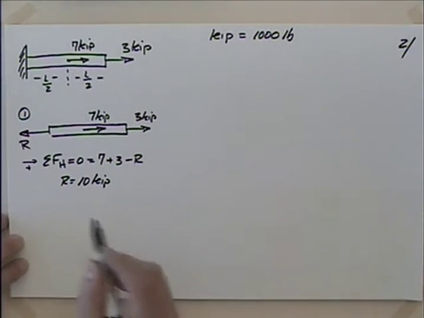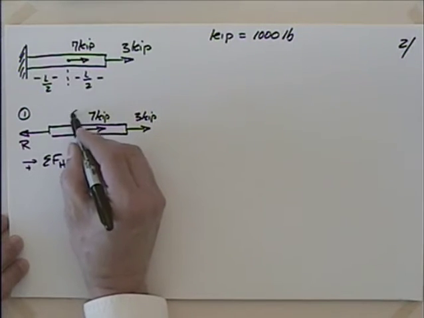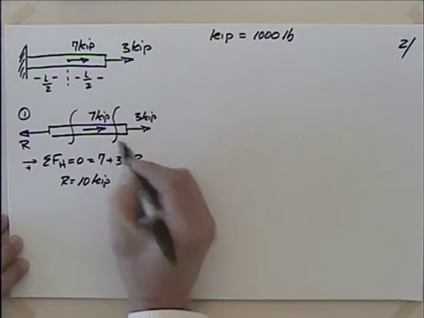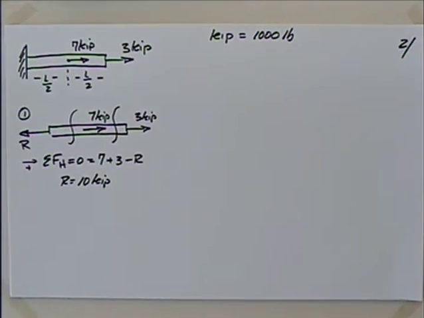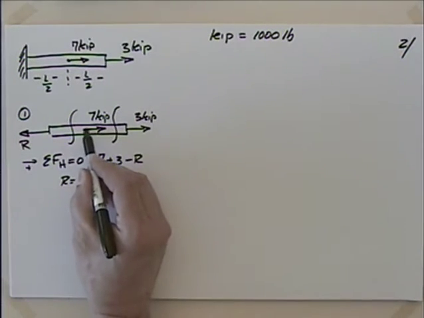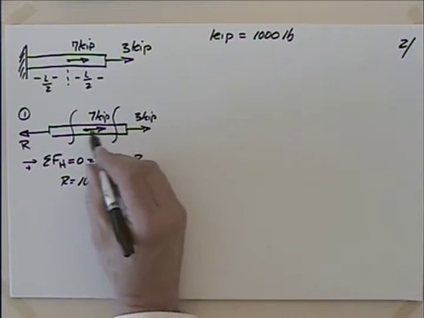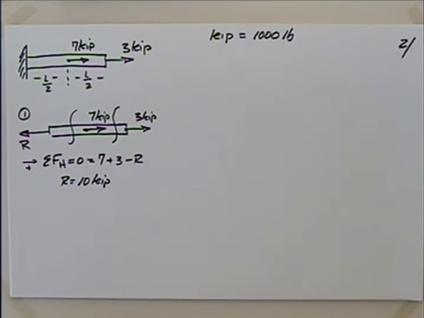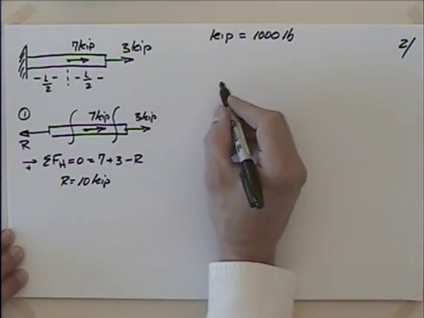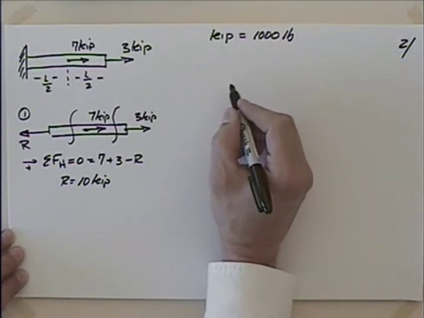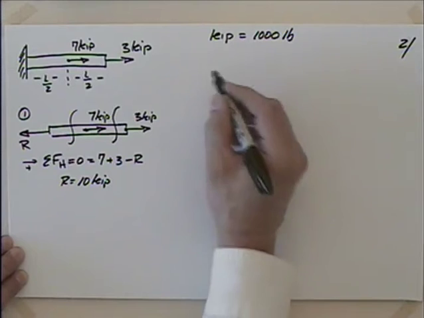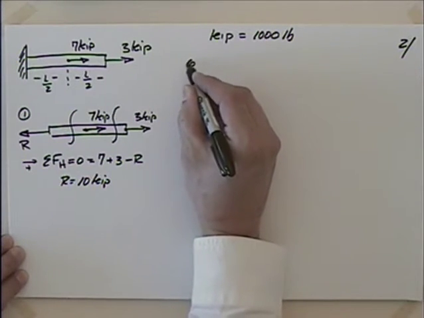So now I'm going to go to step number 2, and step number 2 says that I'm going to take a section there and there. I need to take a section somewhere between the left-hand side and where the 7 kips is applied, and then somewhere between where the 7 kips is applied and where the 3 kips is applied. So I'll talk about step number 2. Maybe I'll do it right here.